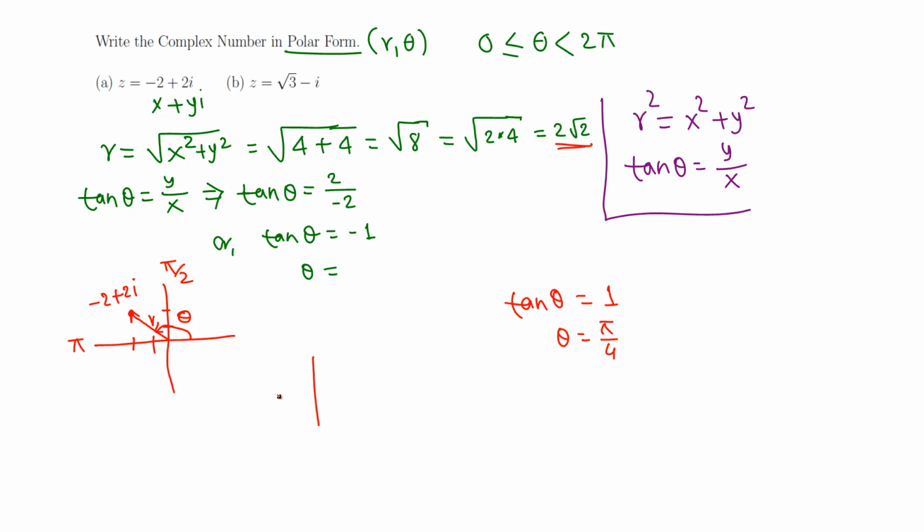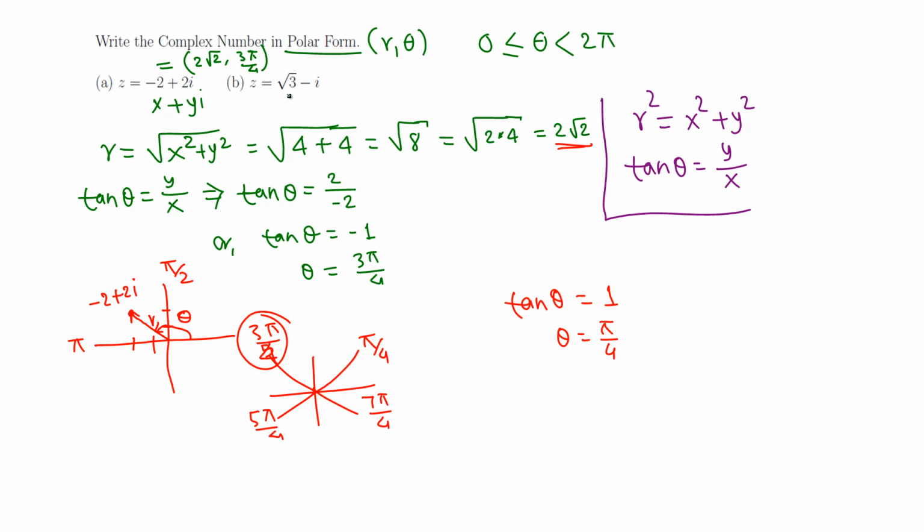So what are the corresponding angles? We have pi over 4, 3 pi over 4, 5 pi over 4, 7 pi over 4, and we are here, so this is 3 pi over 4. So theta is 3 pi over 4. The answer for the complex number negative 2 plus 2i in polar form is r is 2 root 2, theta is 3 pi over 4.